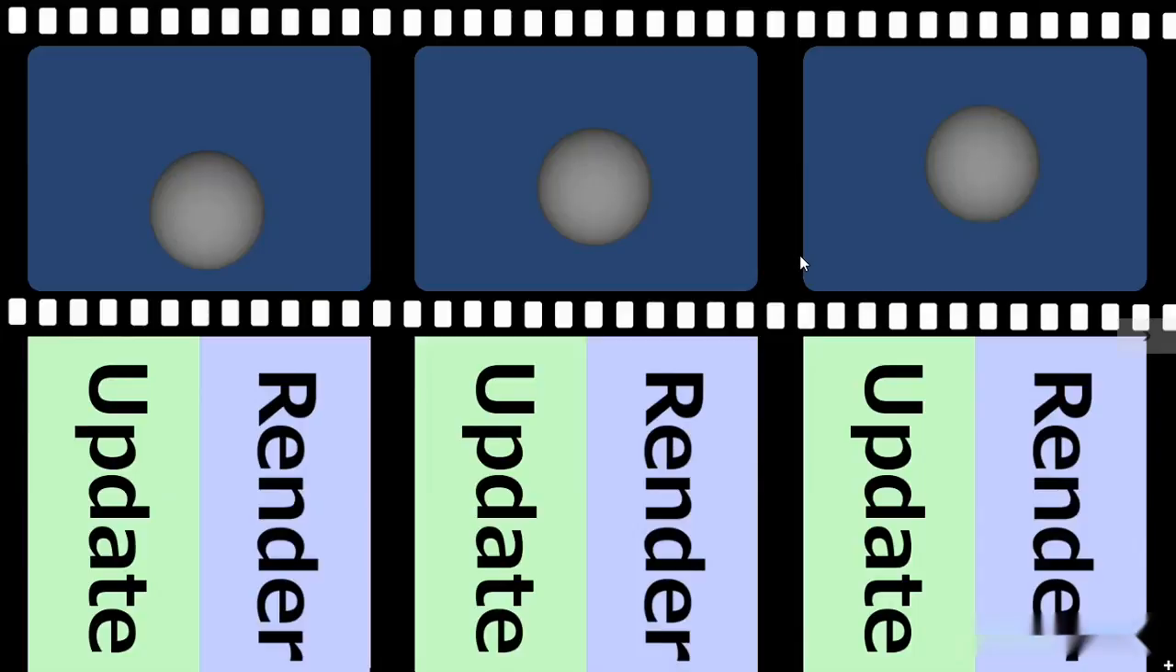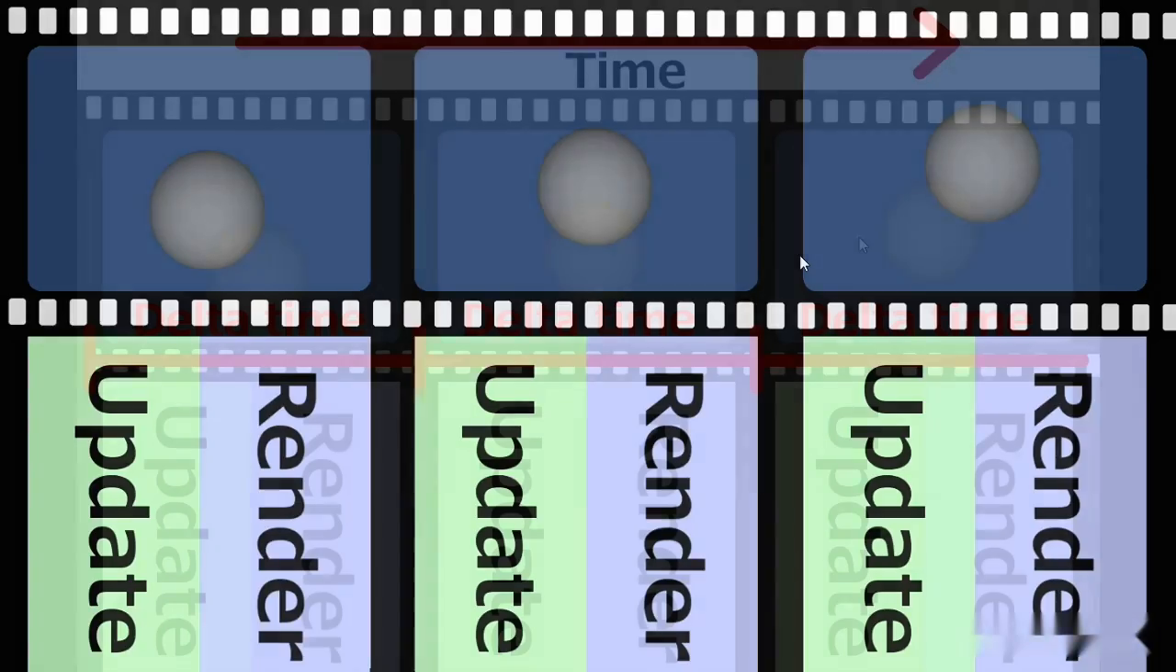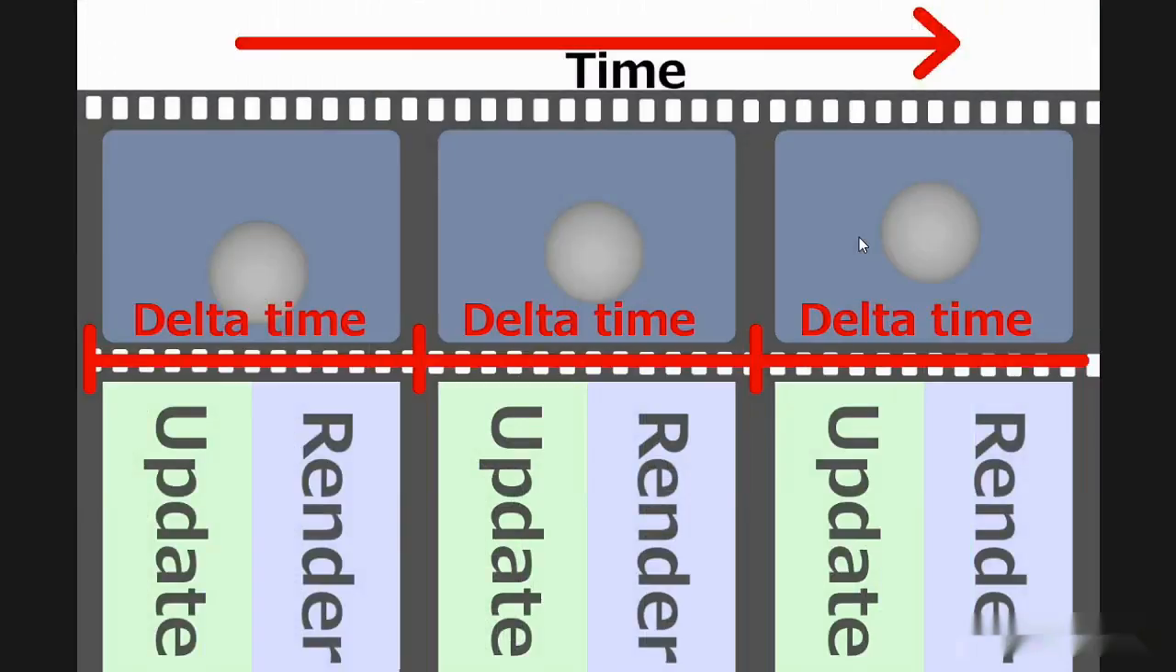In this sense, we could think of our game as a film where each frame is set up and rendered right before it's displayed. The delta in delta time comes from the Greek letter delta, which is used in mathematics to mean finite difference. So delta time is the amount of time that's passed since the last frame, or the difference in time between two frames.